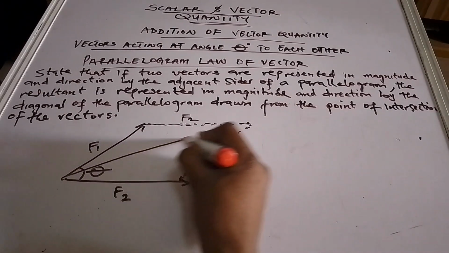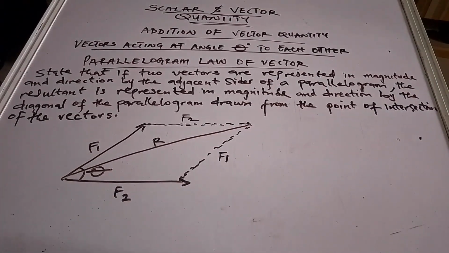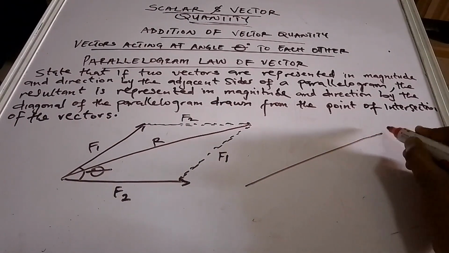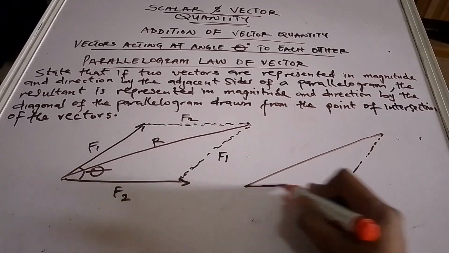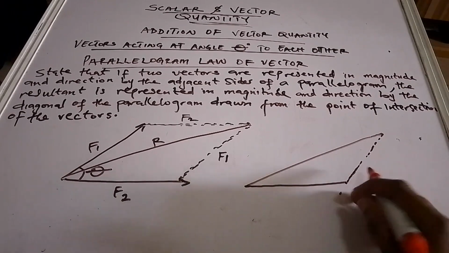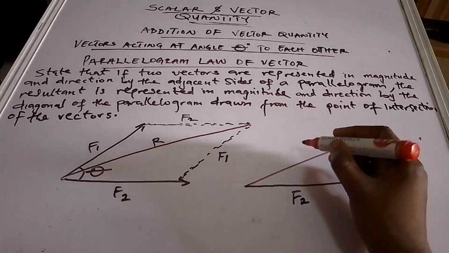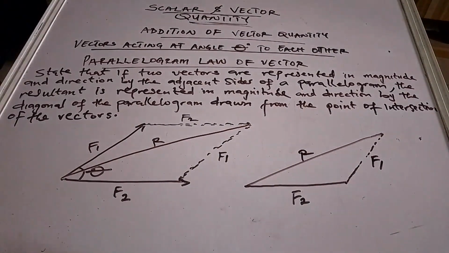So let me draw it up. This is the diagonal. This diagonal is what represents our resultant force, or the resultant vector. Let's take this one out. If I take it out, it's going to look like this exactly. So this is what we are going to have, whereby this one is our F2, this one is going to be our resultant, and this one is going to be our F1. Because if this side is parallel to this side, it's what we are going to have.